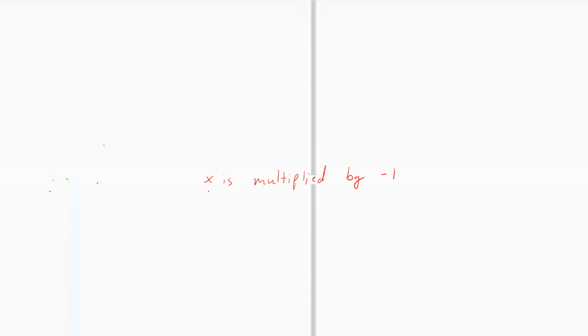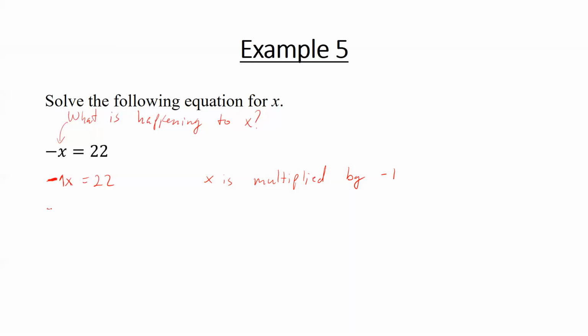So what we want to do is we want to take the negative 1x, or the negative x, and divide it by negative 1. And do the same thing with the right side. Take 22 and divide it by negative 1. That way the negative x, or the negative 1x, if you like, the negative 1's cancel, leaving you with just x equals, and 22 divided by negative 1 is negative 22. And so we have our answer. X is negative 22.